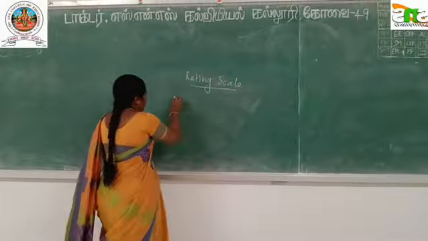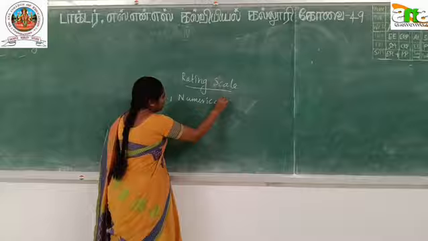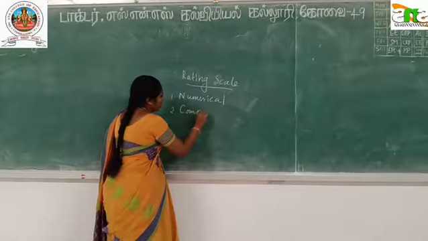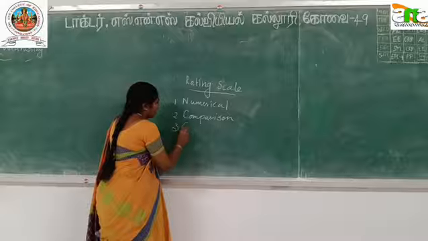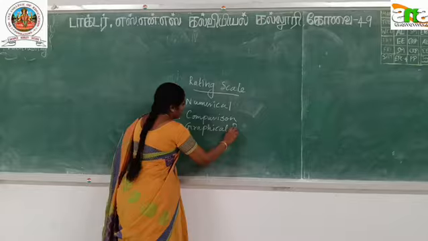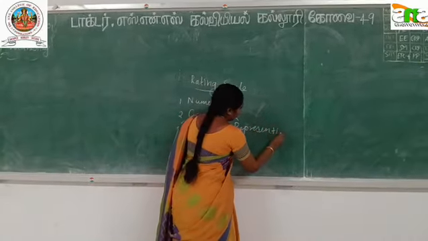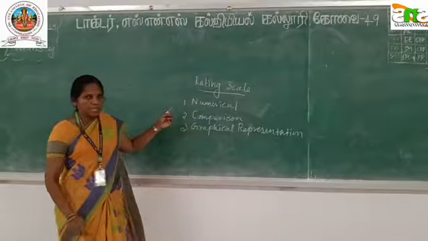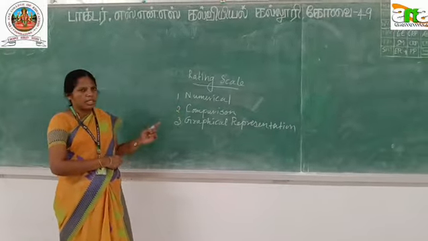Here there are 3 types of rating scale. The first one is the numerical rating scale, the second one is comparison, and the third one is graphical representation. So there are 3 types of rating scale: first numerical, then comparison, and then graphical representation.